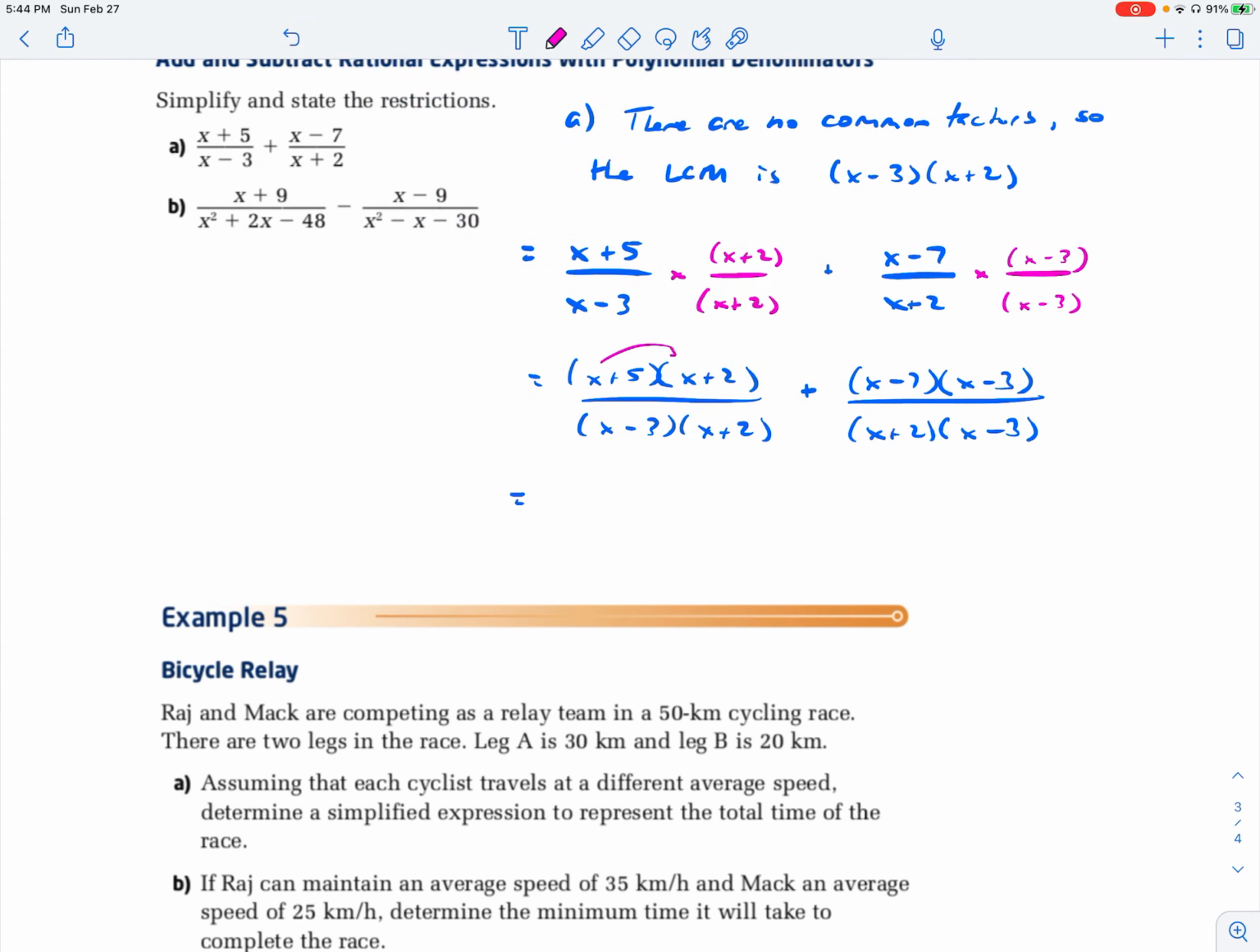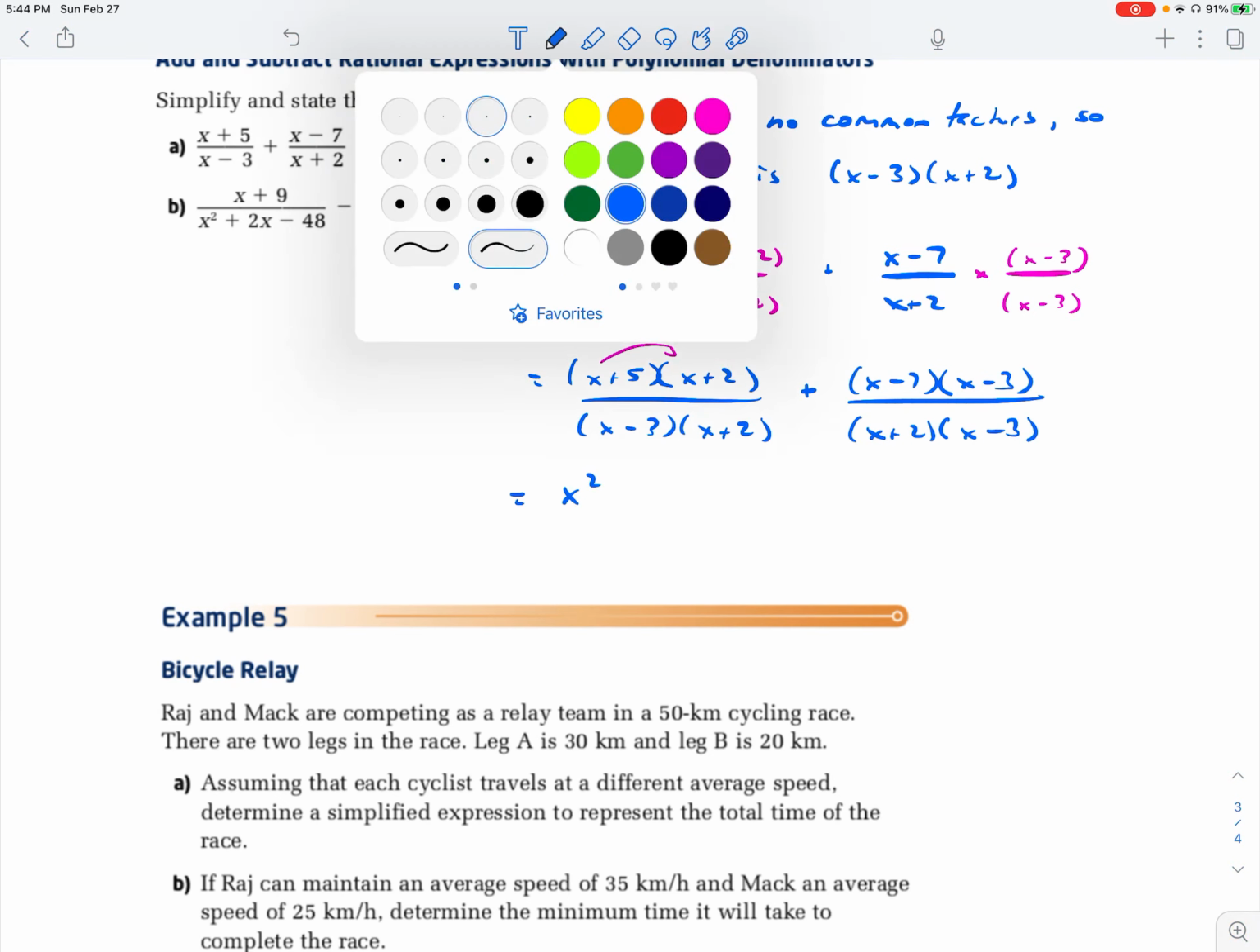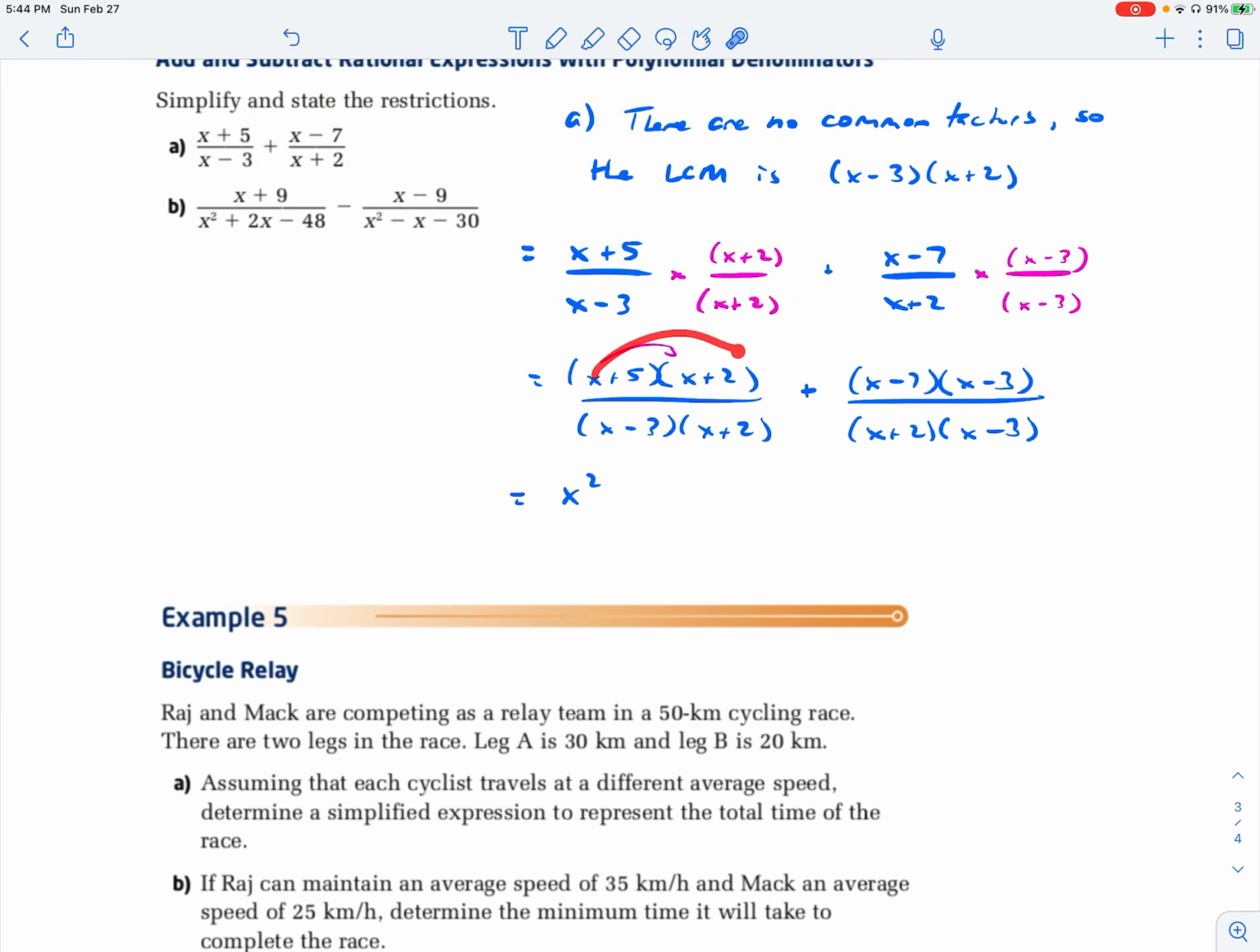So let's do FOIL. We're going to do x times x, so we'll get x squared. Then we're going to have x times 2, 2x. And then we're going to have 5 times x. And then we have 5 times 2, 10. I'm going to draw a big line over this because I'm going to add the numerators together. So I'm now going to do FOIL for this one. x times x is x squared.